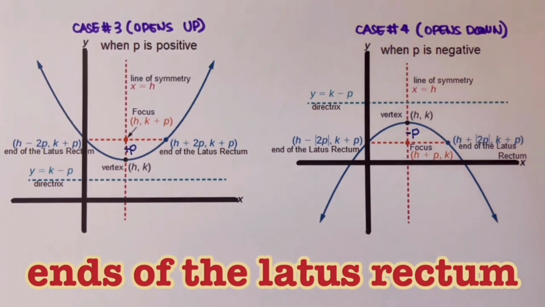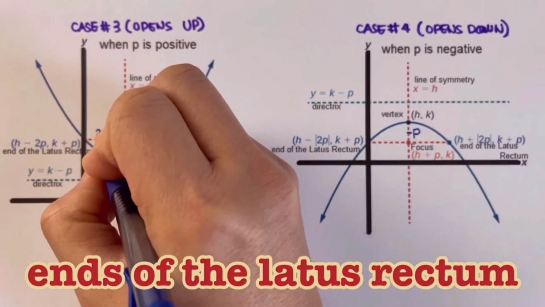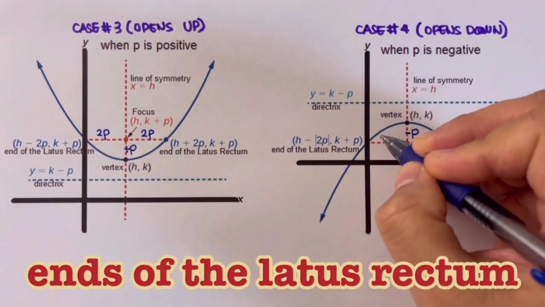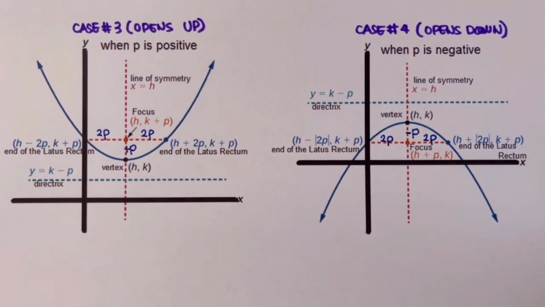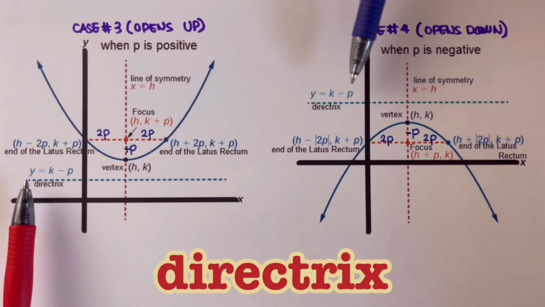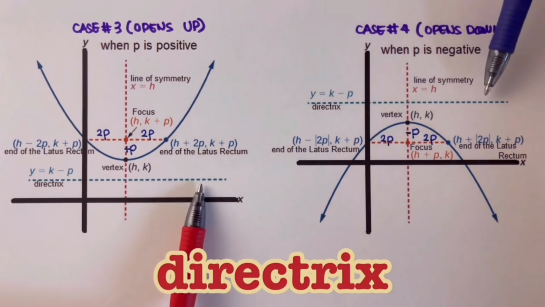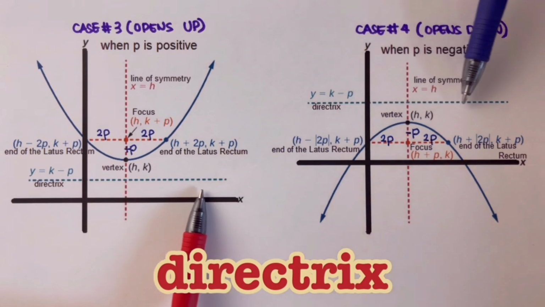Now, we remember that the distance from the focus to the end of the latus rectum is 2p, and this is also 2p. The same thing for this one right here. This is 2p and 2p. Another part is the directrix. We remember that the directrix is always located opposite to the focus from the vertex.